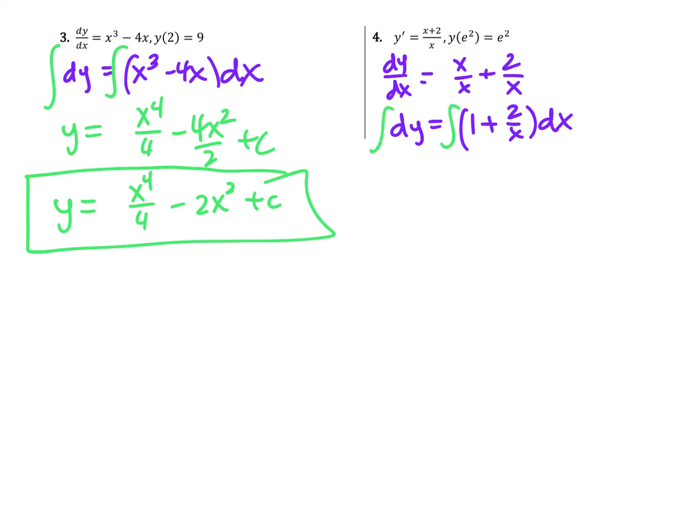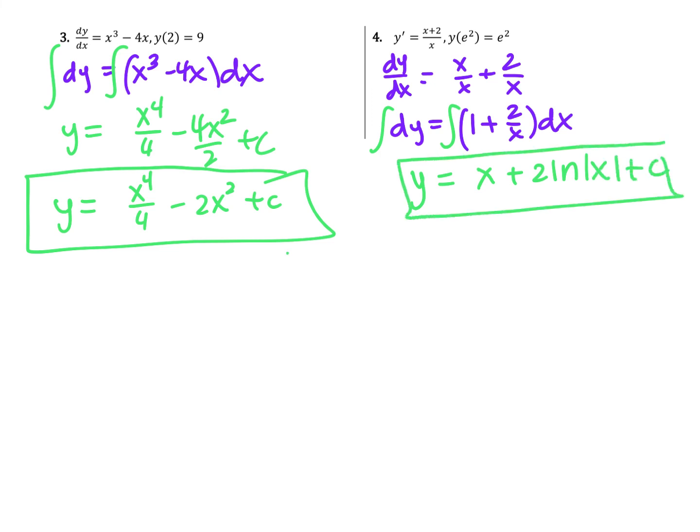Now I'm going to integrate both sides. The integral of dy is y. If I integrate 1, I get x. If I integrate 2 over x, I get 2 times natural log of the absolute value of x plus c. So both of these are my general solutions for these two problems.